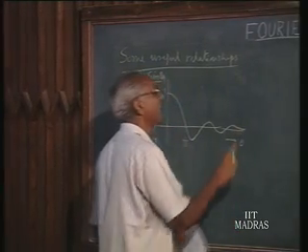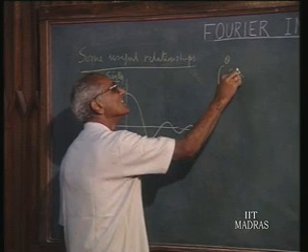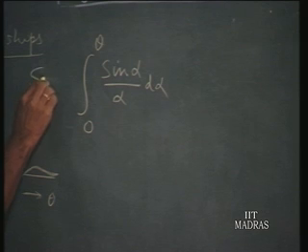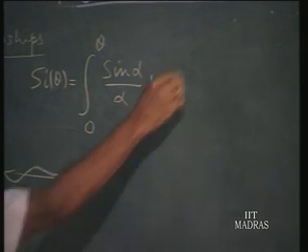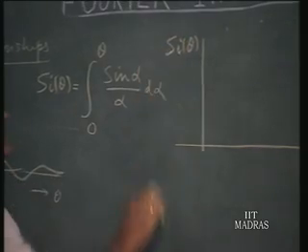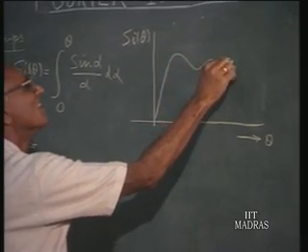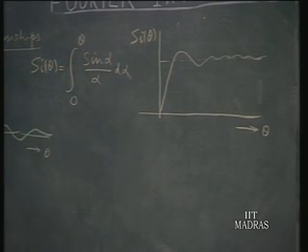We are interested in the value of the integral of such a quantity. Suppose we say 0 to theta of sin alpha by alpha d alpha. Such an integral is referred to as the sine integral of theta. This is given the symbol Si of theta. Sine integral of theta is the integral of sin alpha by alpha from 0 to theta, and the variation of this, sine integral of theta versus theta, would be something like this. Asymptotically it reaches a value which is equal to pi by 2.